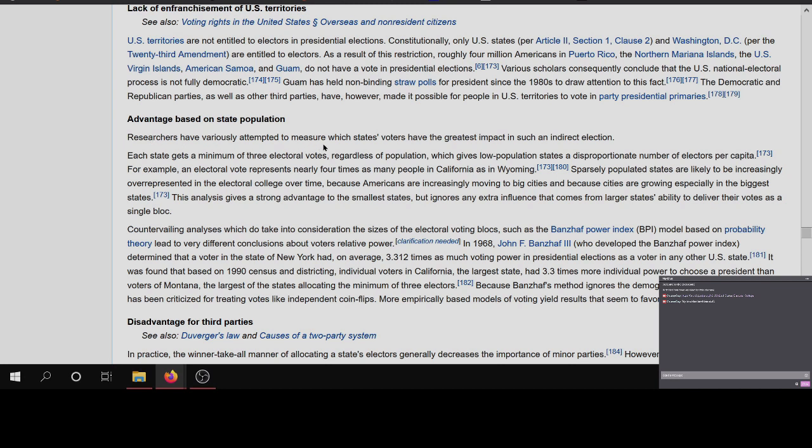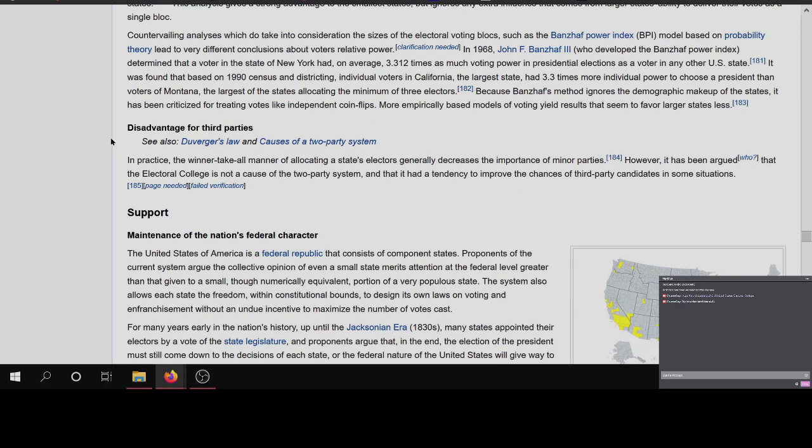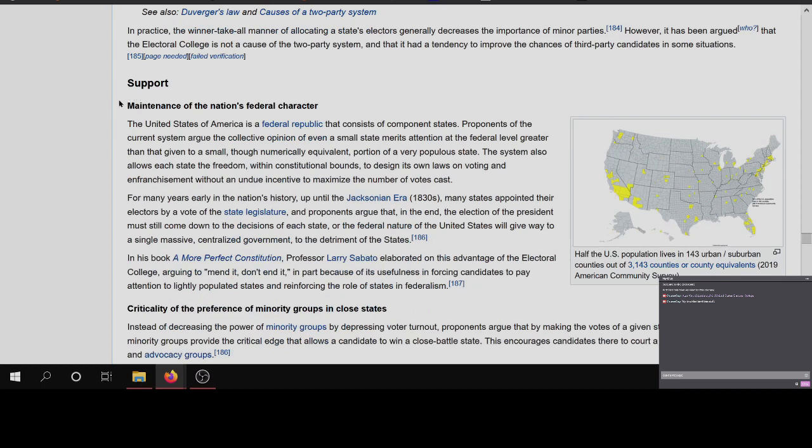Research has variously attempted to measure which state's voters have the greatest impact in such an indirect election. Then the disadvantage for third parties. In practice, the winner-take-all manner of allocating a state's electors generally decreases the importance of minor parties' support.